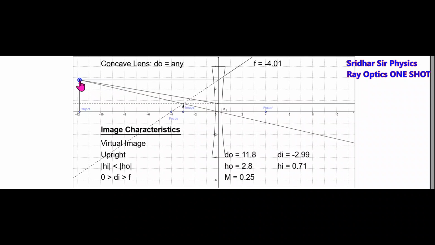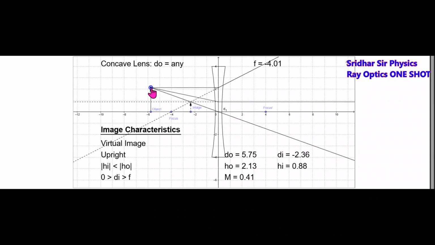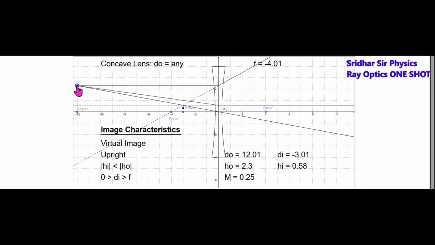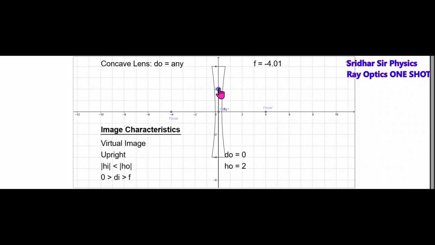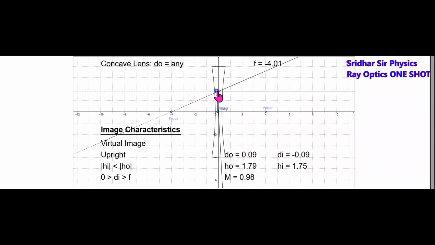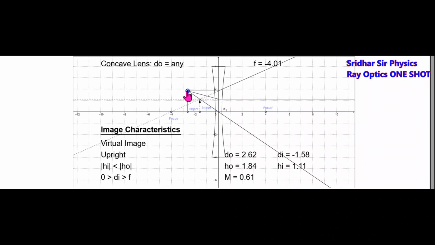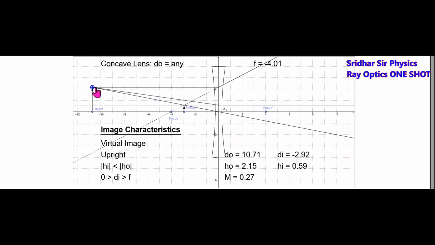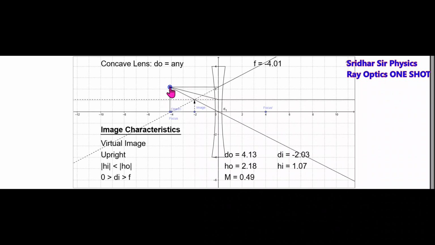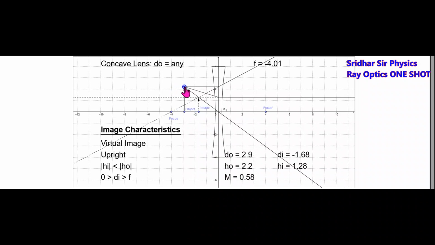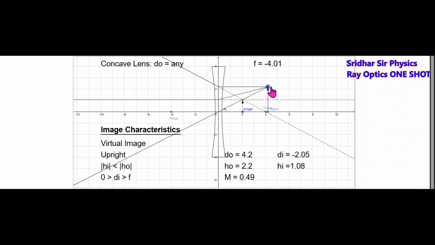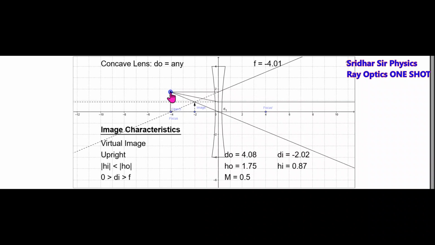Anywhere you move this object, if you move the object from far away till near focus, the image will move between focus and the pole only. And if the object is at pole, the image will be at pole. Even at focus, the image will be virtual, erect, and diminished. The same condition on either side. These are some general things to try to learn. Once you know this, the rest you can manage.